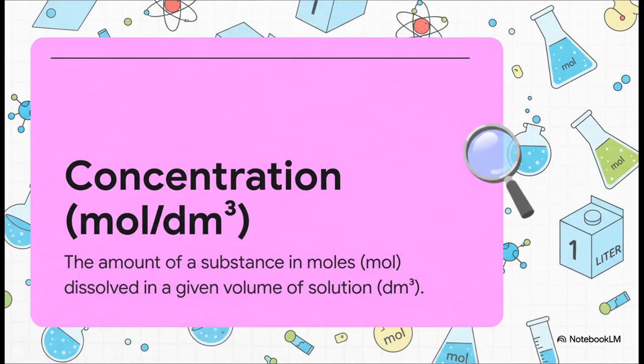A mole? It's just a specific quantity of a chemical, a bit like saying a dozen. And a decimeter cubed, or dm cubed, that's just a fancy name for a liter. Easy. So concentration in moles per dm cubed is literally telling us how many moles of a substance are dissolved in every single liter of that solution. It's the standard unit chemists use everywhere.